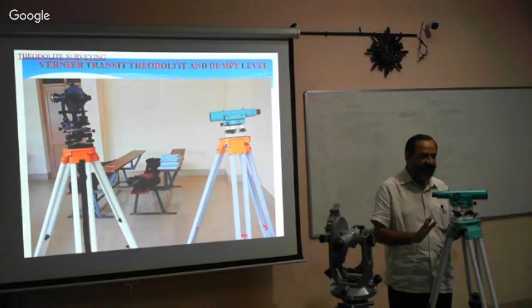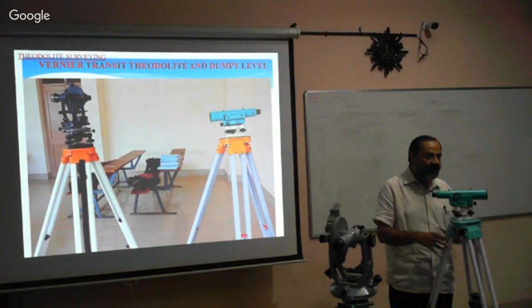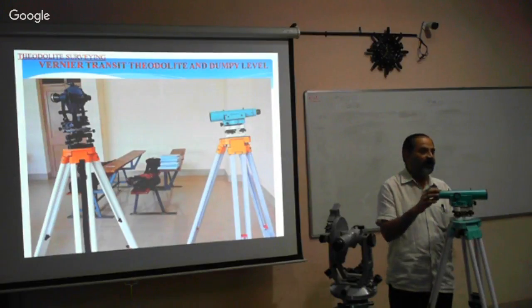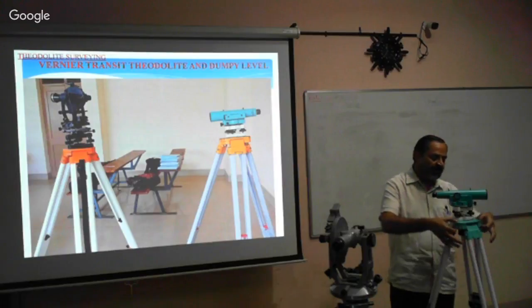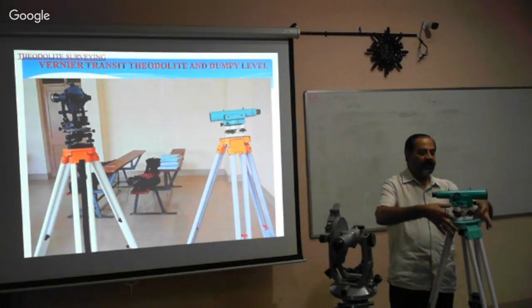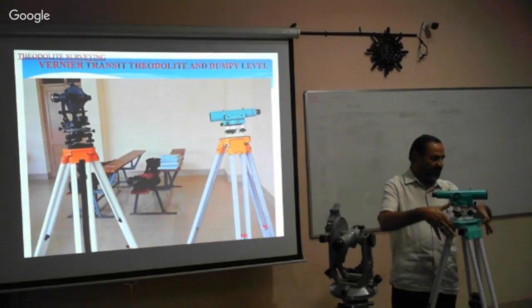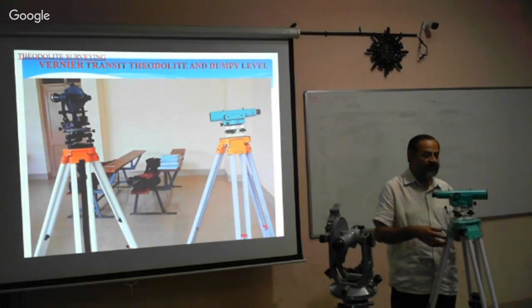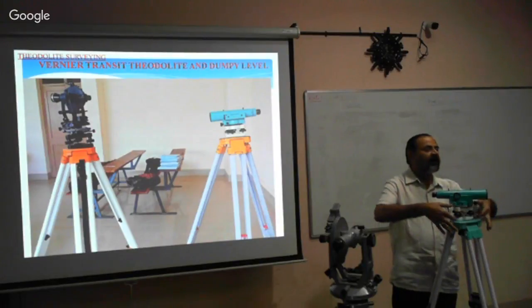The leveling instrument consists of the first part, that is the tripod. The tripod is to support the instrument. The second part is the leveling head. This is called the tribrach, that is a triangular piece to support the instrument. Now this is called the leveling head.